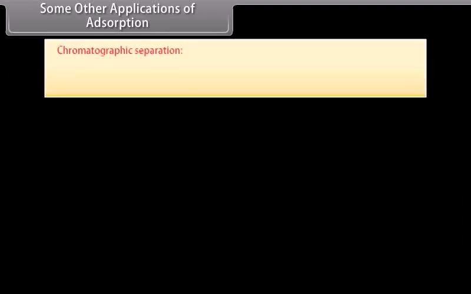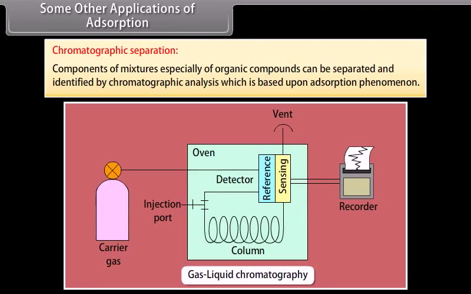Chromatographic separation. Components of mixtures, especially of organic compounds, can be separated and identified by chromatographic analysis, which is based upon adsorption phenomenon. For example, thin layer chromatography, paper chromatography, and gas-liquid chromatography.